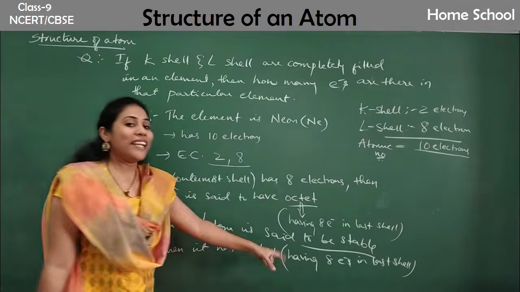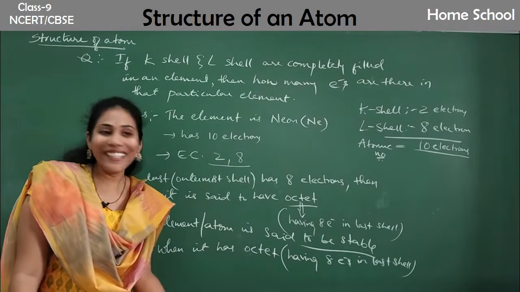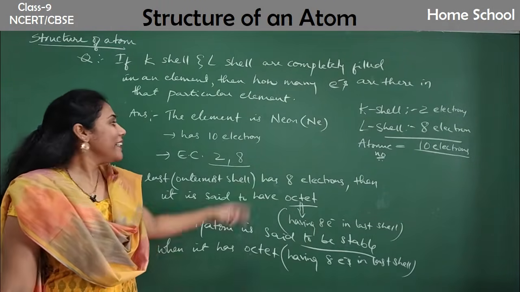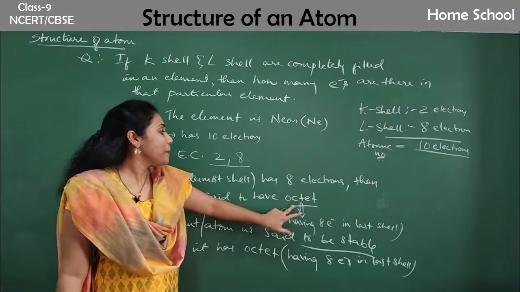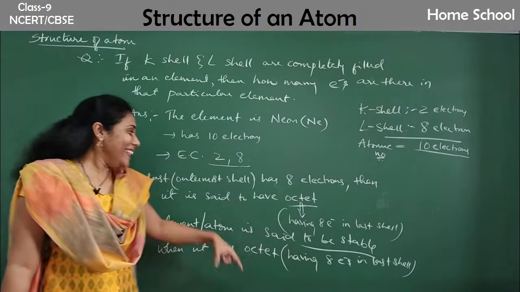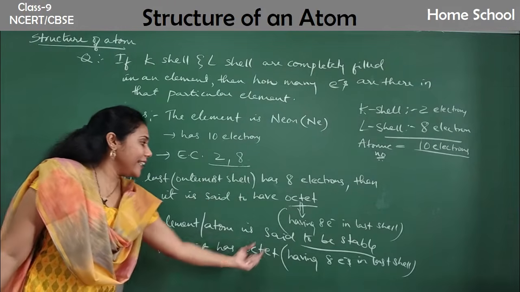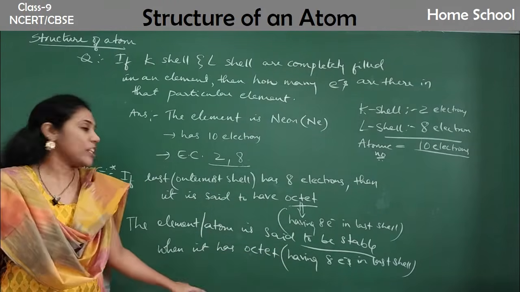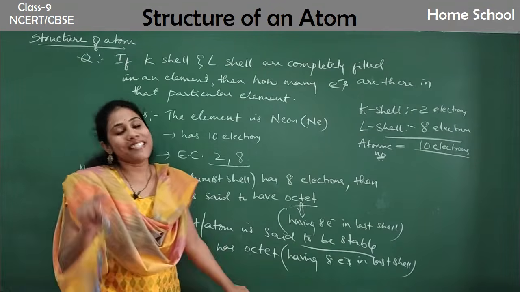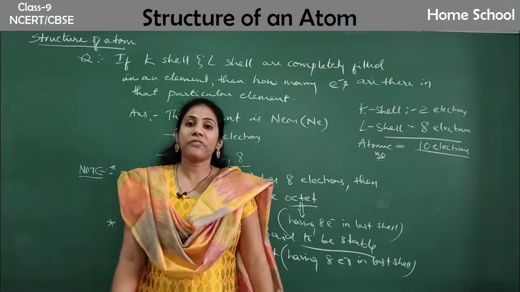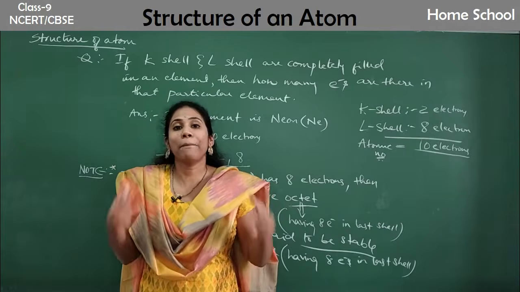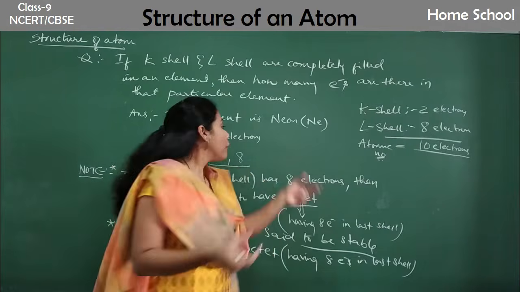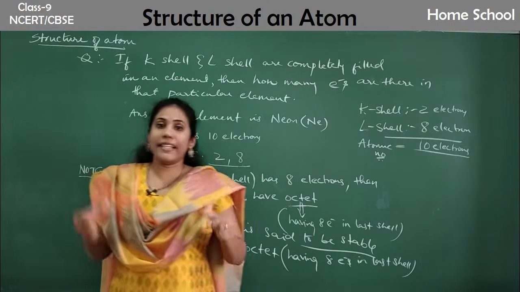See, from where to where we have gone with the concept, right? If any element has 8 electrons in the last shell, then it is said to have an octet. So any element showing an octet, that is 8 electrons in the last shell, is said to be very, very stable. Stable in the sense that it is in a condition of happiness. It is happy with whatever electrons it has.